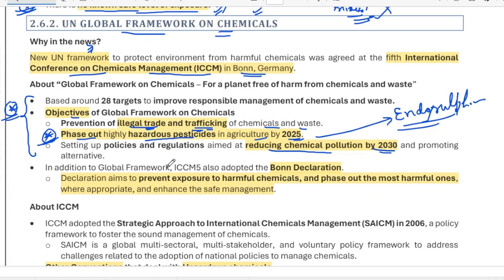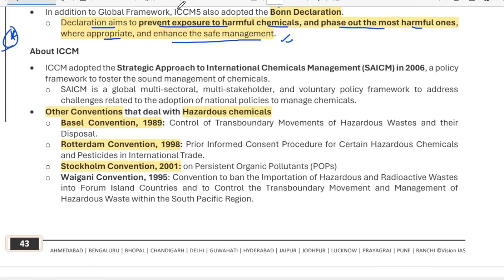Okay, now moving ahead, the Bonn Declaration was also adopted. What does this declaration aim for? The declaration aims to prevent exposure to harmful chemicals, phase out the most harmful ones where appropriate, and enhance safe management. Okay, now this is all about the global framework on chemicals that has been adopted.